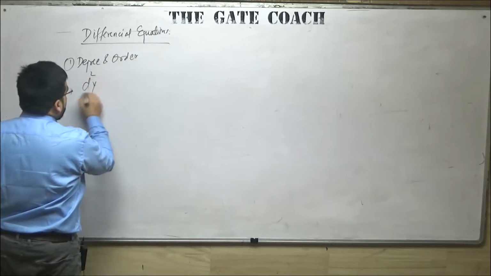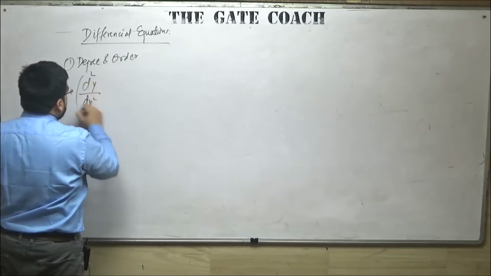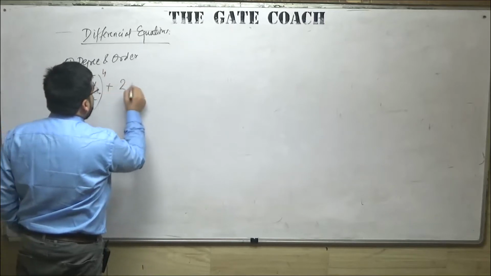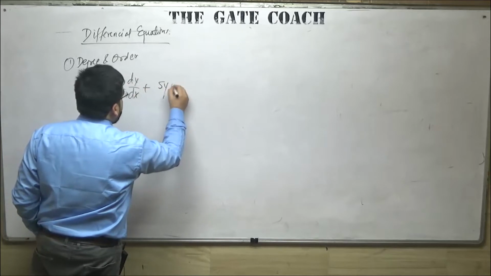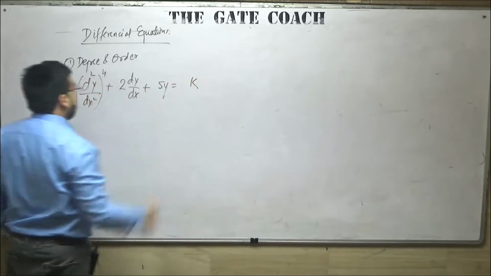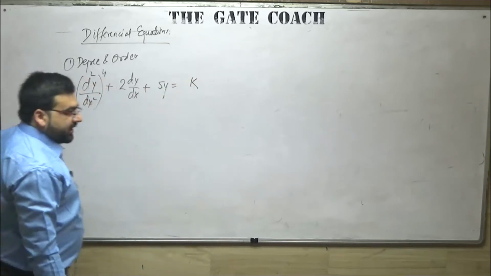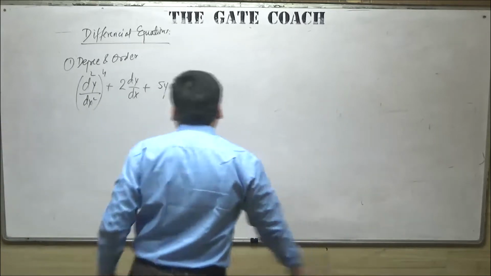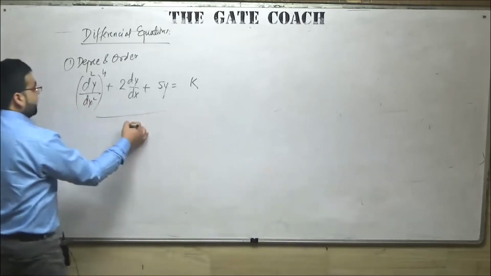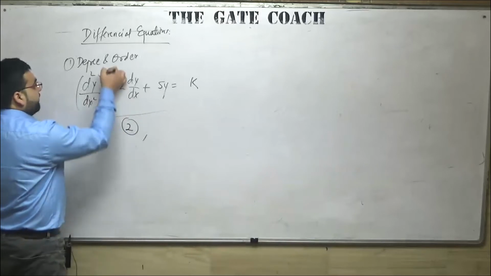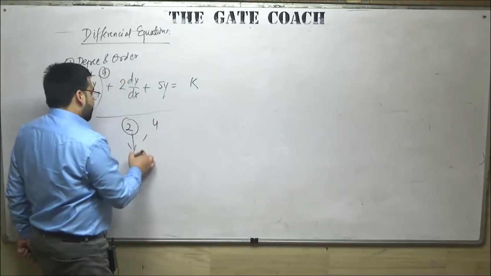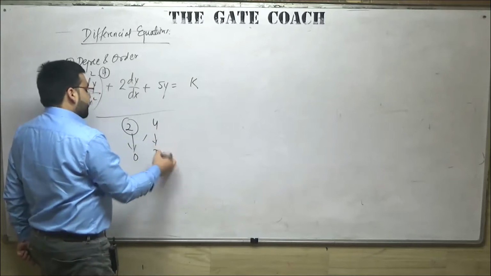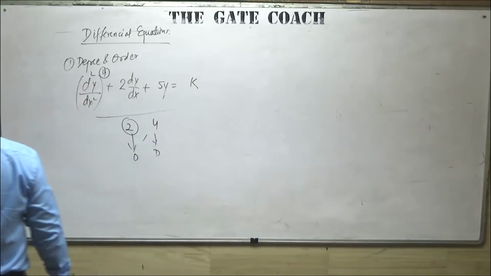Let us say it is (d²y/dx²)⁴ + 2 dy/dx + 5y = k, a constant k, right? So what is the highest order derivative? That is called the order. So the order of this differential equation will be 2. Degree will be equal to the power of the highest order derivative, that is 4. So 2 will be the order and 4 will be the degree of this differential equation.